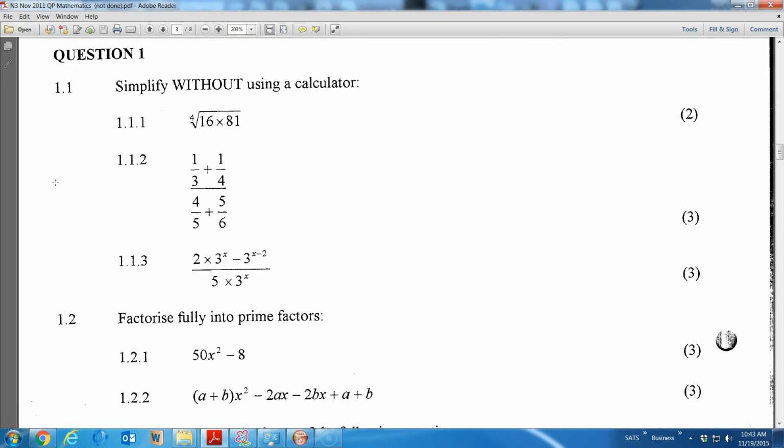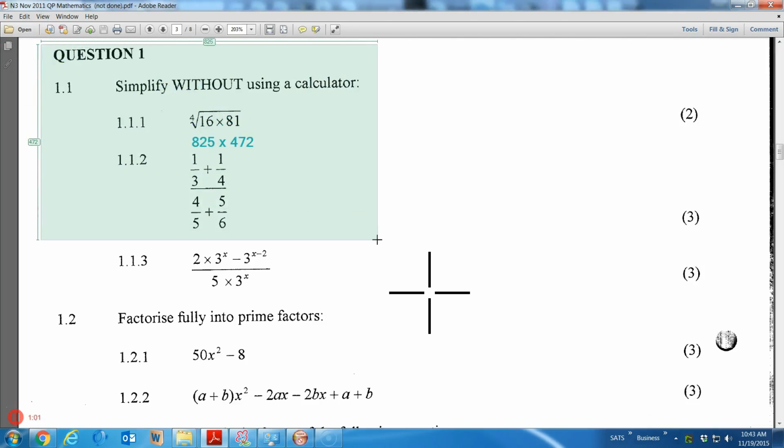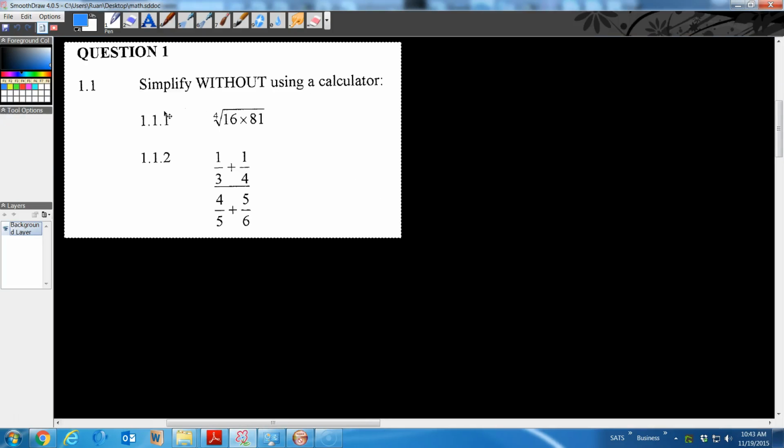Question 1: simplify without using a calculator. I'm going to copy this to my drawing program, and then I'll do it for you on the screen. Let's have a look at this question. Simplify without a calculator. What they're looking for is whether you can do the question. Obviously you can type this into your calculator, but they're going to look for the steps.